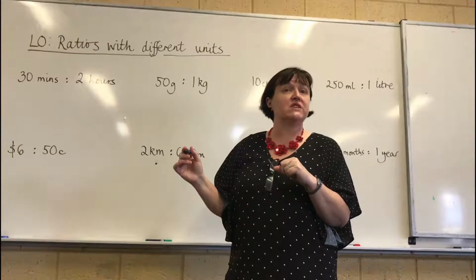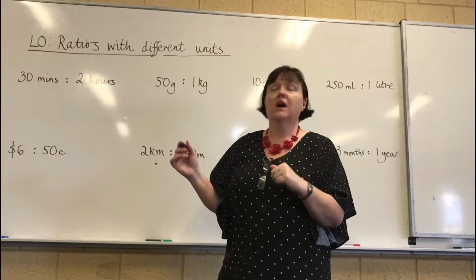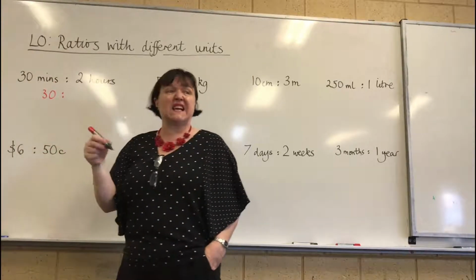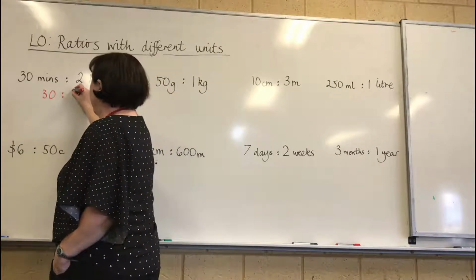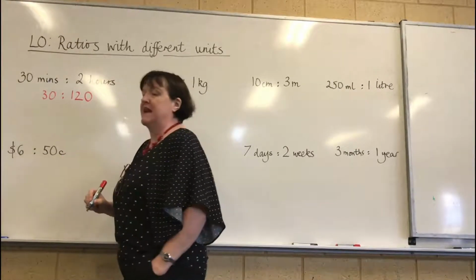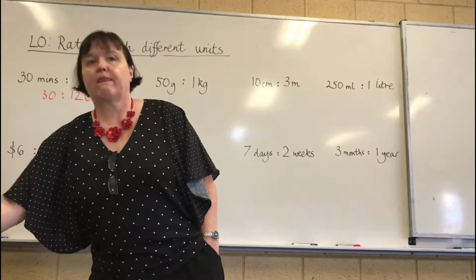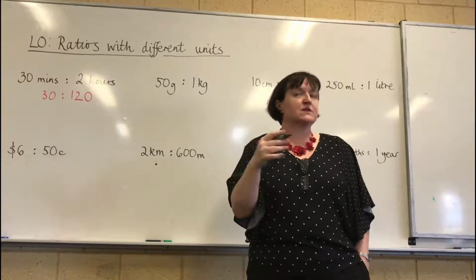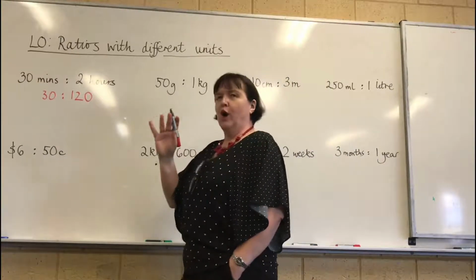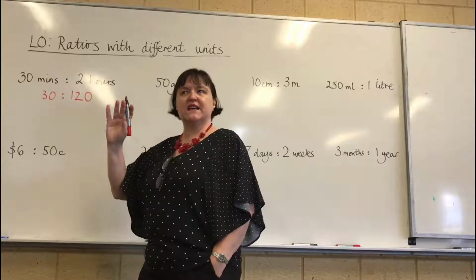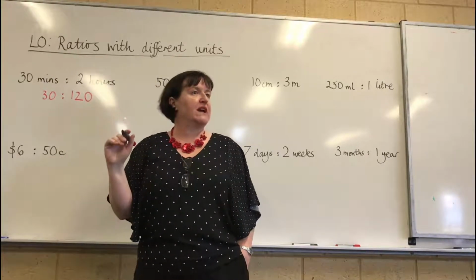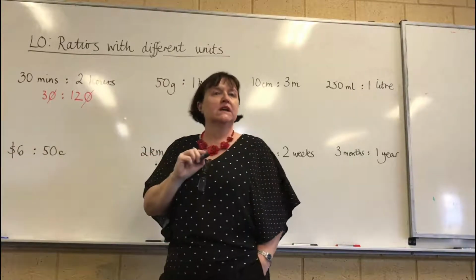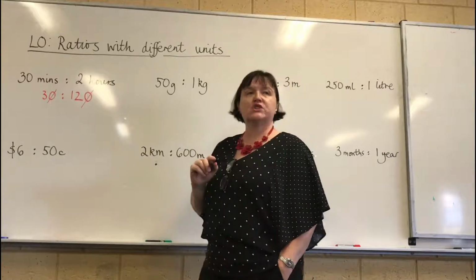And how many minutes are there in 2 hours? 120. So the 30 will stay the same. Obviously there are 60 minutes in 1 hour. So in 2 hours there are 120 minutes. So now we've got them in the same units, we need to simplify them. What can we do if there is a 0 on both sides of the ratio? Molly? We can cancel it, can't we? So let's cancel that straight away. Now our ratio is 3 to 12.